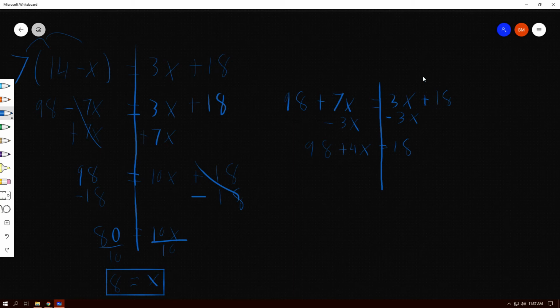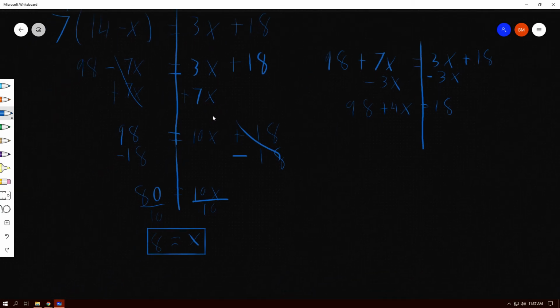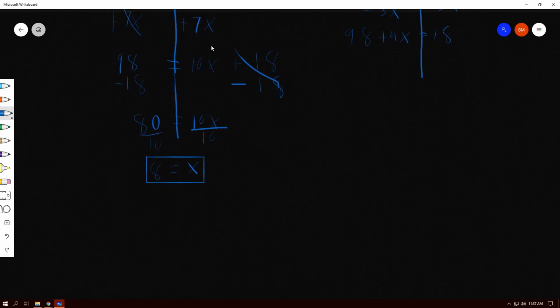And the reason being is if I did this problem again, like I'll go ahead and do it again with the actual problem. So we had 98 minus 7x equals 3x plus 18. I could have subtracted this 3x from both sides. That would give me 98 minus 10x. And that's equal to 18. And then I'll need to subtract the 98.